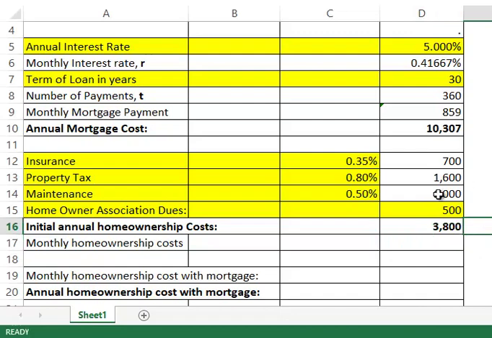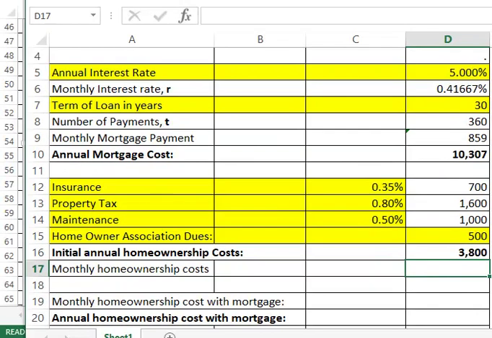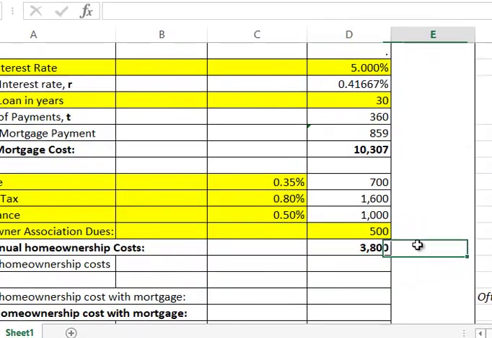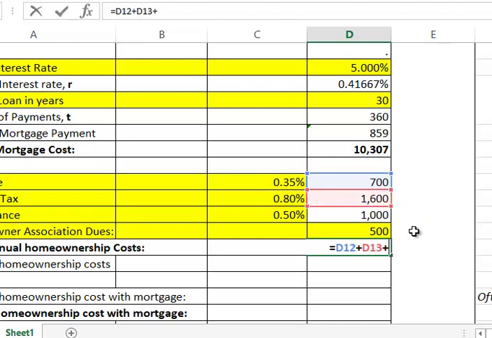Of course, if you want to, you could just add them all together. So if you don't want to use the sum function, if you want to add them all together, you could go equals this plus this plus this plus this, and press enter. That was 3,800, right? That will also give you 3,800.